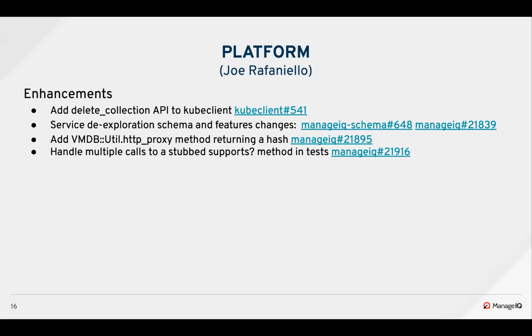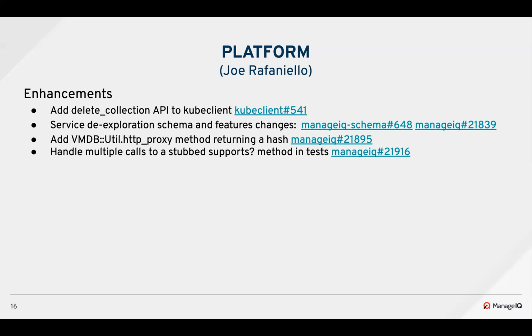Okay, so for platform enhancements, Russell added the delete collection API to Cube client. So you could call delete pods or delete nodes, etc., to delete all instances of a specific type in a namespace. Jeffrey added schema and product feature changes to enable removing the services explorer. Adam added a method to return the components of an HTTP proxy URI as a hash, as some providers need this information, and we already had it, so why should we reparse the URI?